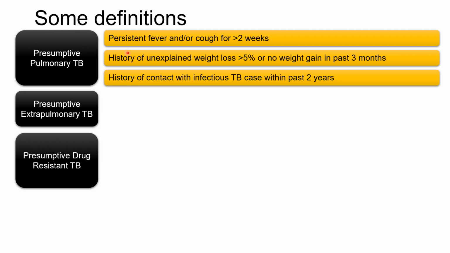Again, any pediatric patient who has persistent unexplained fever and/or cough for more than or equal to 2 weeks, any history of significant unexplained weight loss. Significant weight loss means more than or equal to 5% in the last 3 months or no weight gain in the last 3 months, and any pediatric patient with any history of contact with an infectious TB case within the past 2 years. This is a case of presumptive pulmonary tuberculosis. That means any patient fulfilling these criteria has to be evaluated, has to be entered into the diagnostic algorithm of presumptive pulmonary tuberculosis.